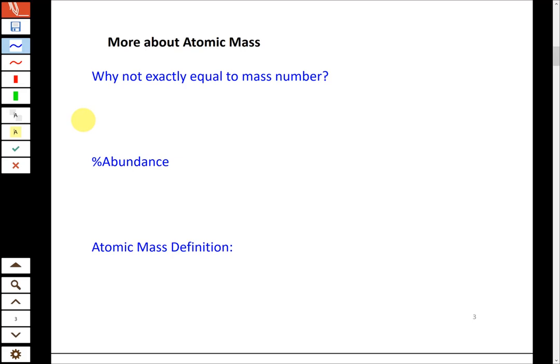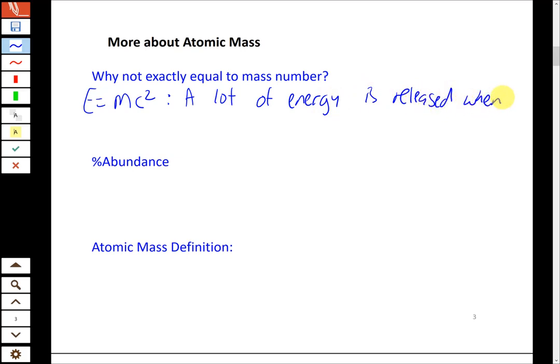But essentially, why is the atomic mass not equal to the mass number? It's because of this famous equation here. Again, a scientist we've talked about before, who you've probably heard of, Albert Einstein. One of the implications of this equation, E equals mc squared, where E is energy, m is mass, and c is the speed of light, is that when you form a nucleus, with protons and neutrons coming together, forming this densely packed nucleus at the center of an atom, a lot of energy is released when that happens. So when you form a nucleus by bringing together some number of protons and neutrons, it releases a lot of energy.